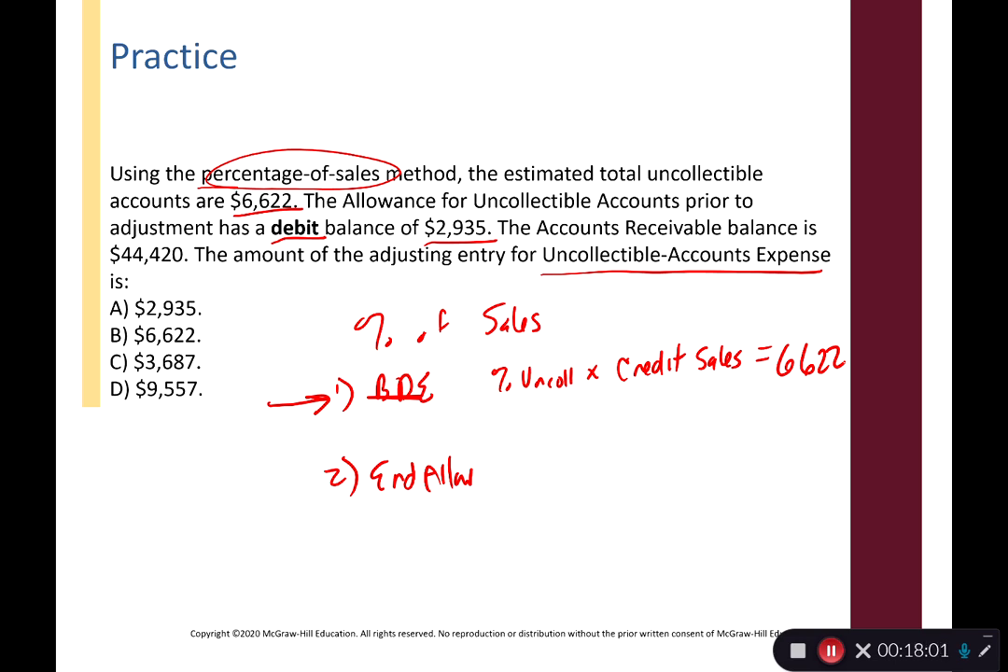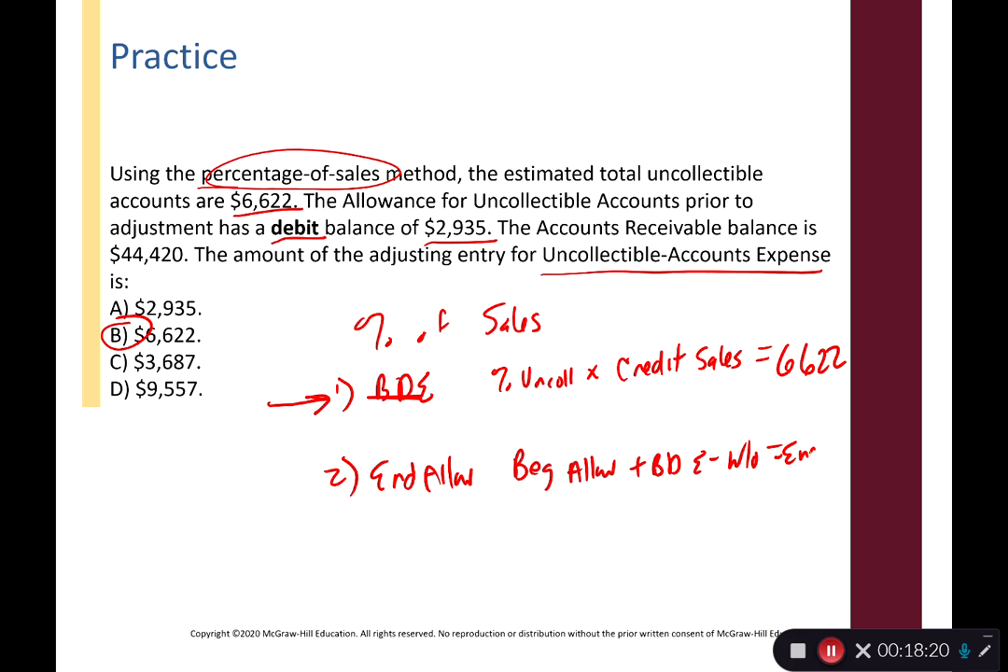So because that's all I wanted for this problem, that is the answer. No work needed. Just understanding the concept gets me the answer. I don't even need to calculate a thing. If we wanted ending allowance, we would move on to step 2, beginning allowance plus bad debt expense minus write-offs equals ending.